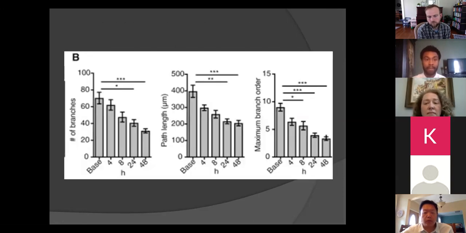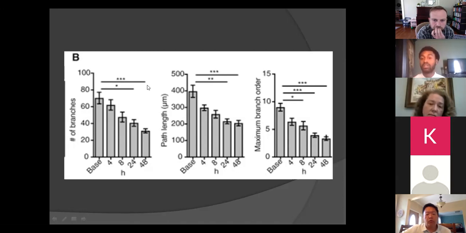Now moving into this graph, which is showing you what's happening. You can see how the number of branches goes down from the base to the 48 hours. It goes from at least 70 down to almost 30 in those 2 days. And then you can see how the graph is showing you the stars, the statistical significance of this. From the base until 24 hours is 1-star significance, and from the base to 48 hours is a 3-star statistical significance. That's the number of branches.